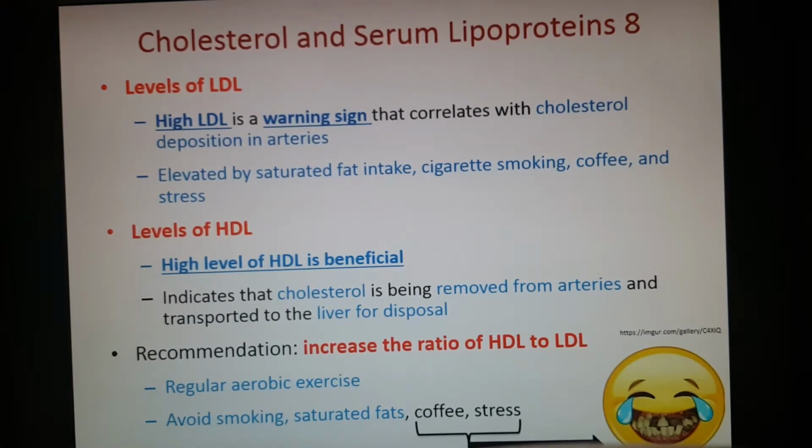So what's recommended is to increase your ratio of HDL to LDL through regular aerobic exercise, as well as avoiding smoking, saturated fats, which come from your animal fat sources, as well as coffee and stress.